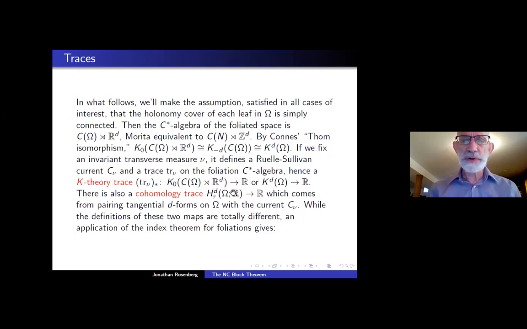And then you also have the cohomology trace, which is just pairing of tangential forms with the Ruelle-Sullivan current. So that's just a linear functional on tangential cohomology in top degree. So we have this trace over here, and we have the trace on the C-star algebra. And in principle, these are totally different things.